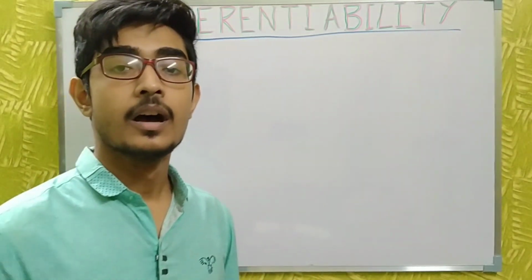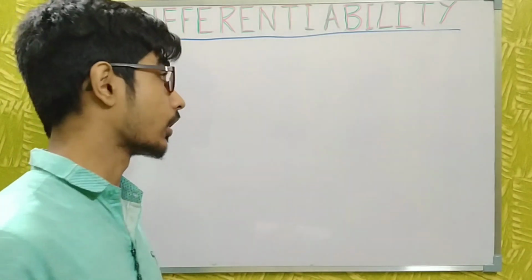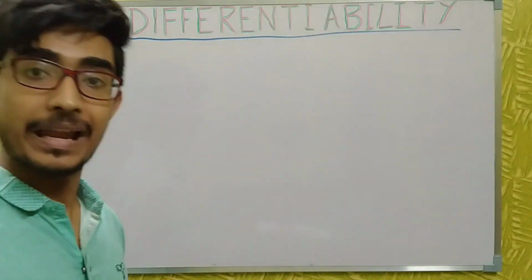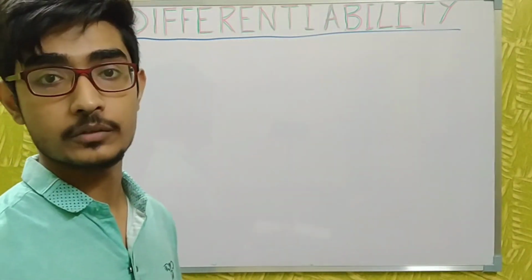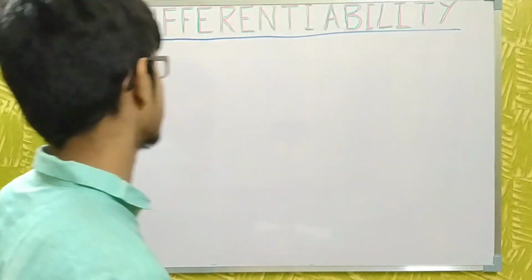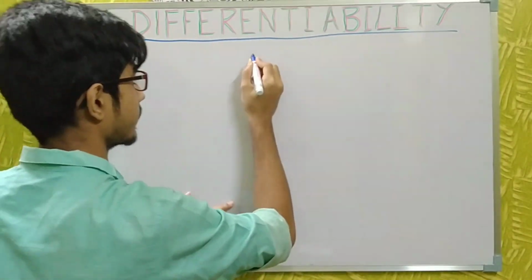So let me give you a small concept on differentiability. A differentiable function should be continuous, that is, differentiability implies continuity, but a continuous function may not always be differentiable. Let me give you an example.